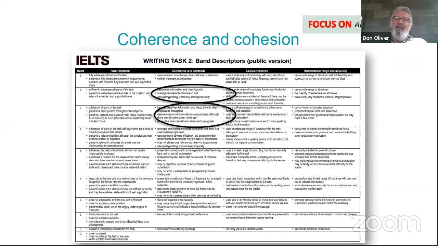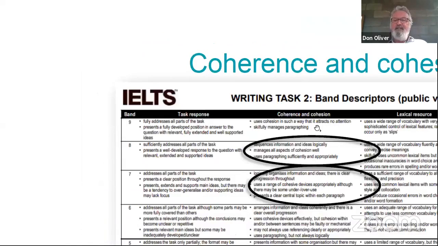Let's look more closely at coherence and cohesion. Here we look at band 8, and at band 8 you will see that you have to be able to basically control all aspects of cohesion satisfactorily. You need to be able to use paragraphing sufficiently and appropriately. That means if you have a 1-sentence paragraph, that's not really appropriate. If you make a few mistakes with pronouns, it or them or they, and we don't understand what they refer to, then you can't get an 8. At a band 7, you can make a few mistakes with those things, but not too many.